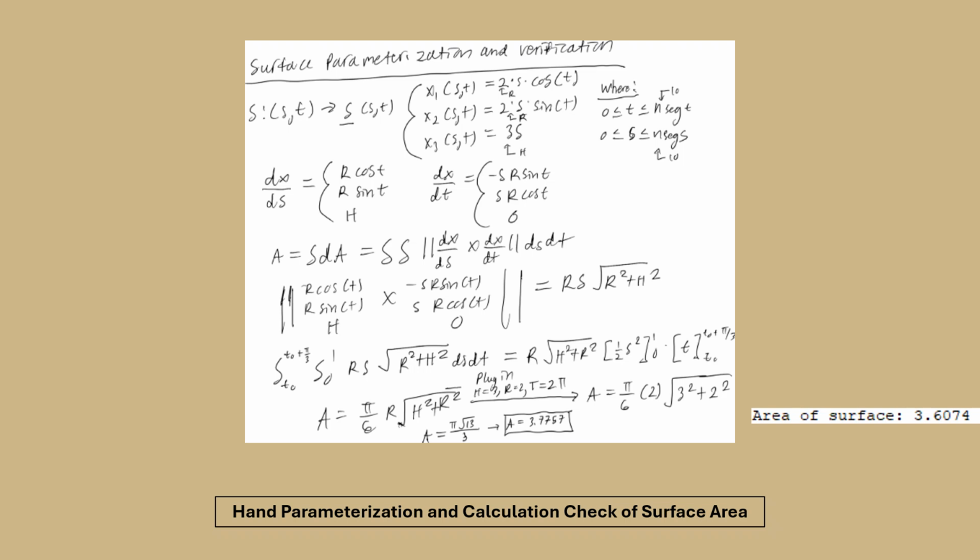Following integration, I plugged in the required constants and came up with a surface area of 3.7757, which is slightly different than the MATLAB surface area of 3.6074. I attribute this to the cone surface being curved and MATLAB having a hard time getting the exact area with an approximation calculation. This calculation gets close enough to the exact surface area.